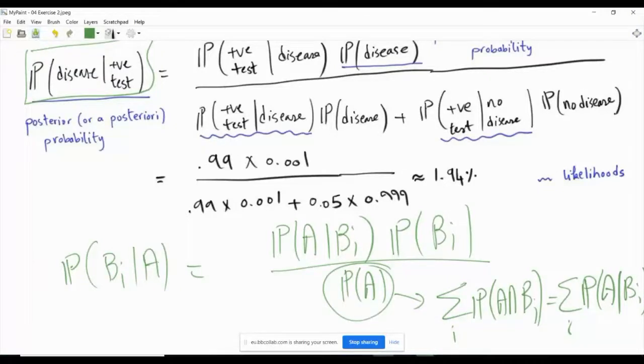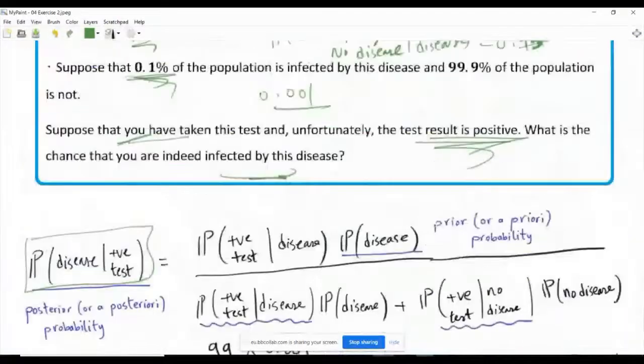So here, on the left-hand side, we have conditioning on A, and here we have conditioning on the test result being positive. This probability on the left-hand side is typically called the a posteriori probability, or the posterior probability. Posterior means after the experiment is done.